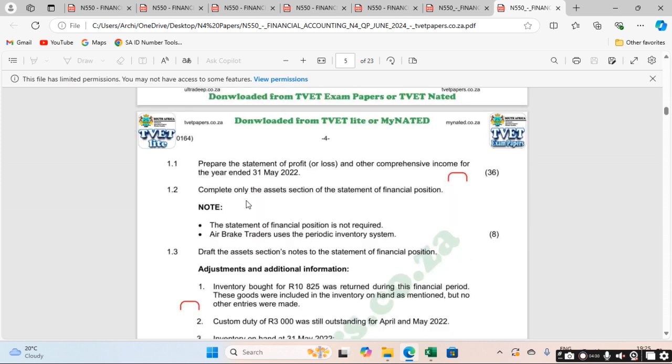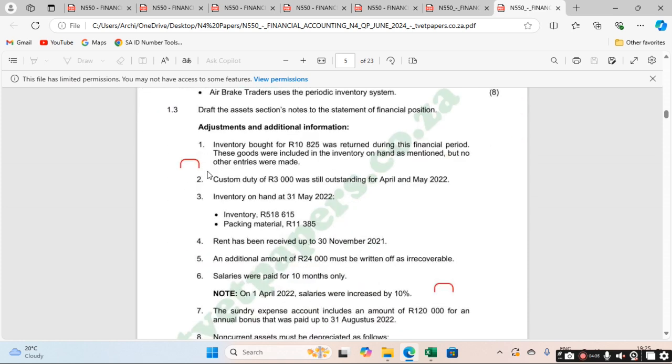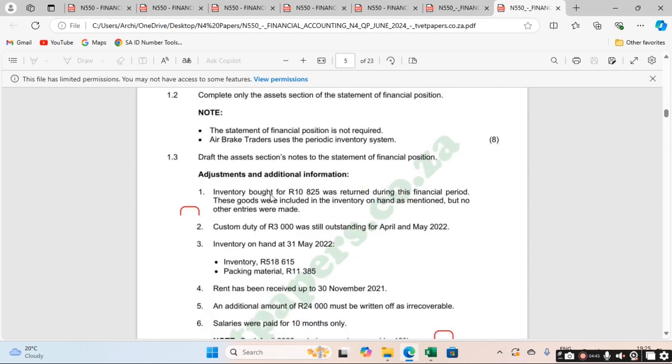So I was correct. Then they say 1.2, then 1.3, so we're not going to look at that today. Our first transactions, they're saying adjustments and additional information. This is where I'll be focusing until transaction number 10. I'll try to move as fast as I can so that I am able to cover all these question papers.